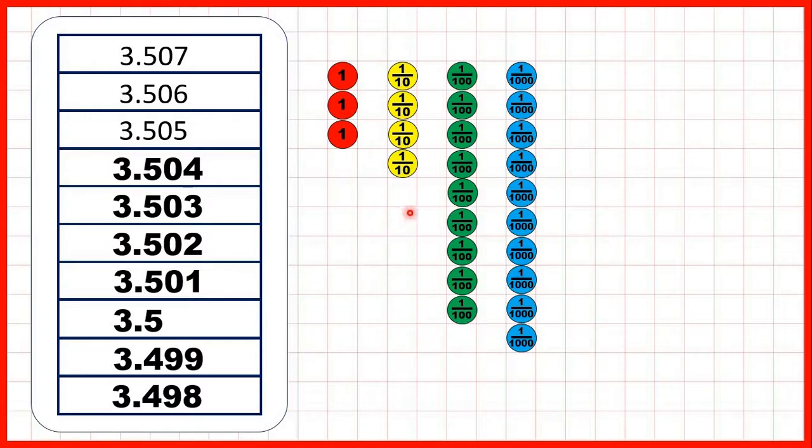So now that we've exchanged and exchanged again, we can take away one of our thousandths, and we can see that that's 3.499, because we have 3 ones, 4 tenths, 9 hundredths and 9 thousandths. So we just need to take away one more thousandth to leave us with 3.498.